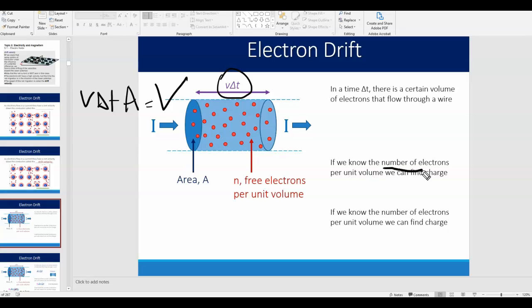If we know the number of electrons per unit volume, then we can use that to find the charge. The IB calls the number of electrons per unit volume n, a lowercase n. That's the free electrons per unit volume. I'm sure it probably has a name, I can't think of it off the top of my head. So n is basically how many electrons you have per cubic meter, essentially. In other words, if you take n, the number of electrons per unit volume, and you multiply by the volume that these electrons move through in a certain amount of time, that would represent the number of electrons. And if you know the number of electrons, then you can figure out the current, right?